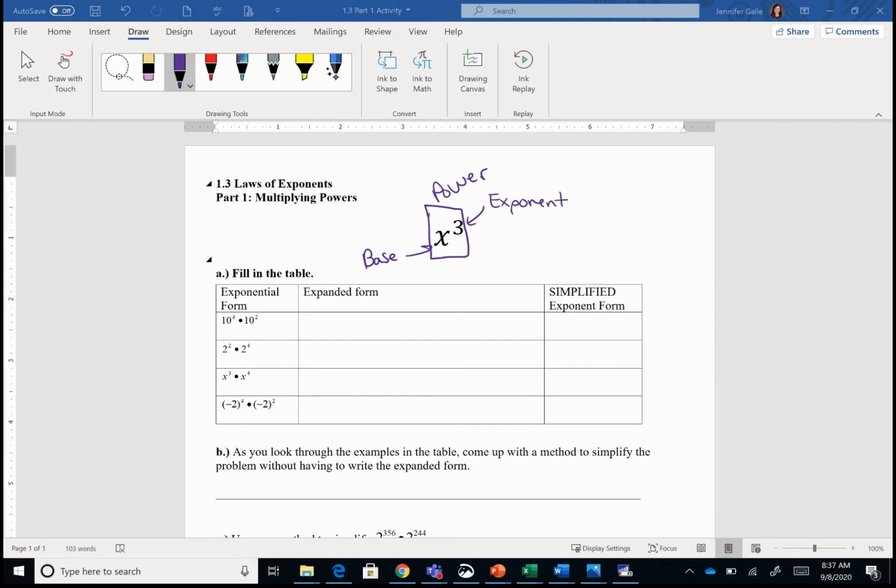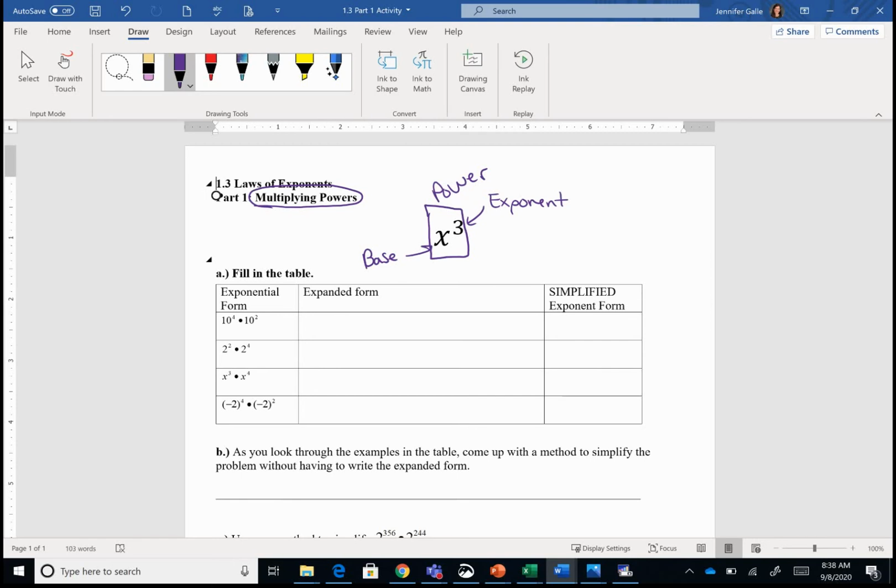So the reason why I wanted to make sure we knew that terminology, part 1, our first law of exponents, we're going to be multiplying powers. Well, it doesn't make much sense to say we're multiplying powers if we don't know what a power is. So we've been working with powers ever since last class. Actually, the class before, we've been working with powers. So to discover that first law of exponents, let's take a look at the table, part A. It says fill in the table. I want to do the first row with you, and I want to give you a chance to fill out the rest of the table yourself, keeping up that practice with expanded form.